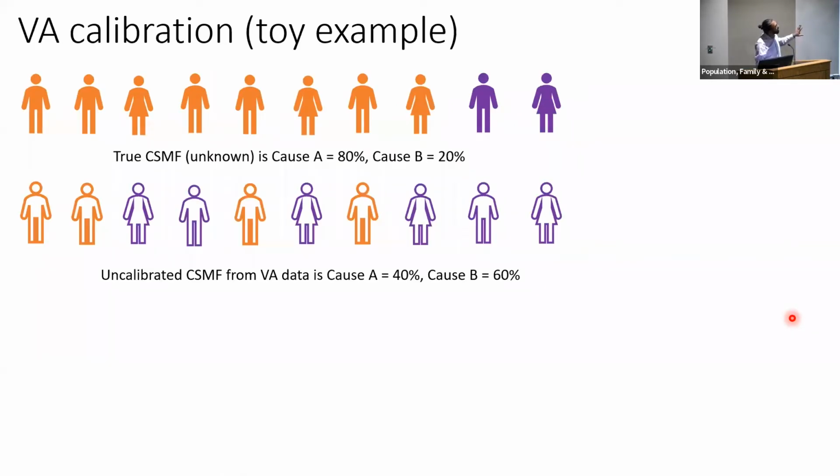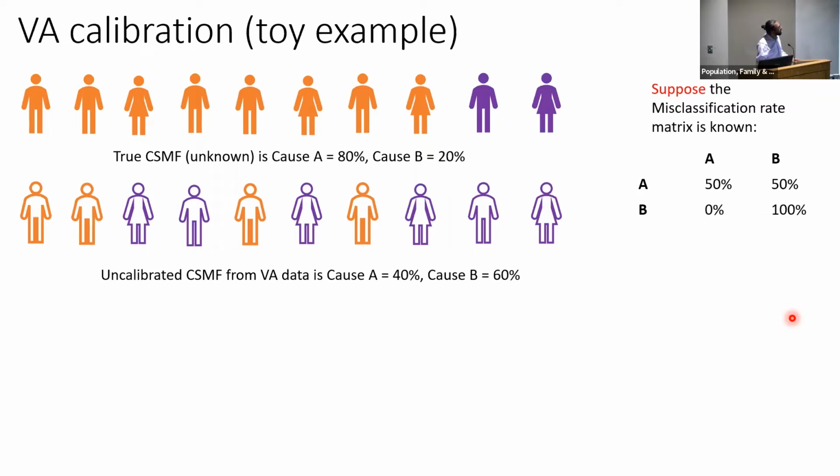This is a toy example that sums up what we do as VA calibration, and then we will go into the details. Here we just consider a two-cause setting, where the two causes are orange and purple, and there are 10 individuals: 8 of them die from cause orange, 2 of them die from cause purple. So the true cause-specific mortality fraction would be 80% for cause A, or cause orange, and 20% for cause B, or cause purple. But unfortunately, we are seeing just the predictions from the verbal autopsy, and we see that 6 of them are predicted to be from cause B and 4 of them from cause A.